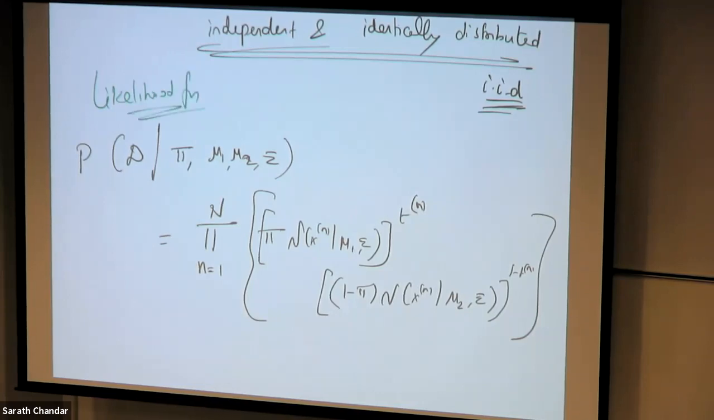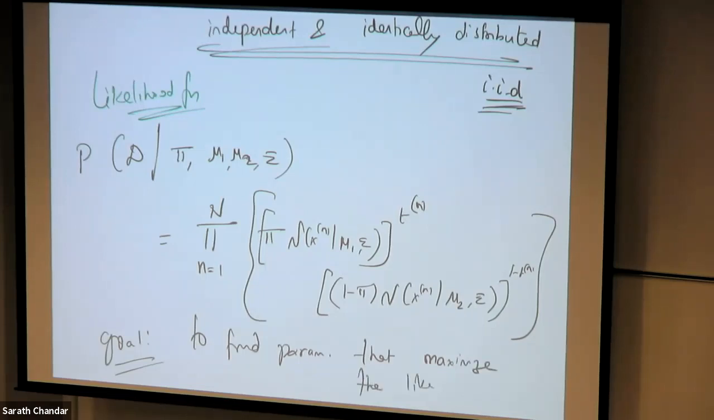Okay. Now this is the likelihood function. Now the goal of GDA is to find parameters that maximize the likelihood function. Is that clear?